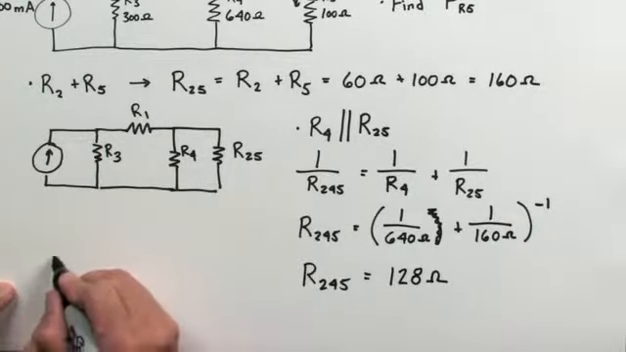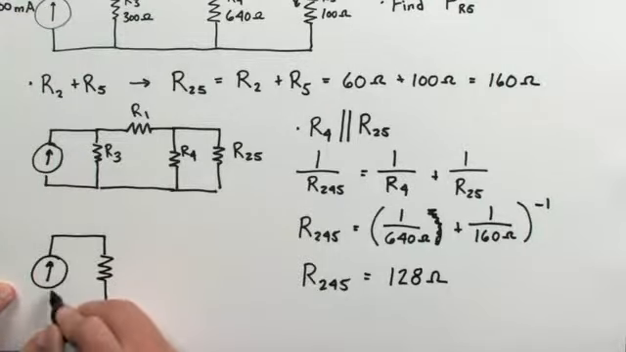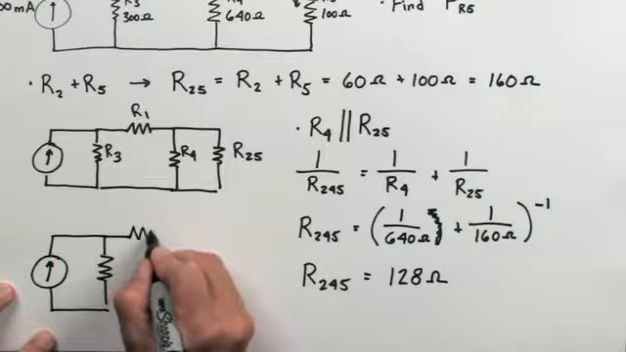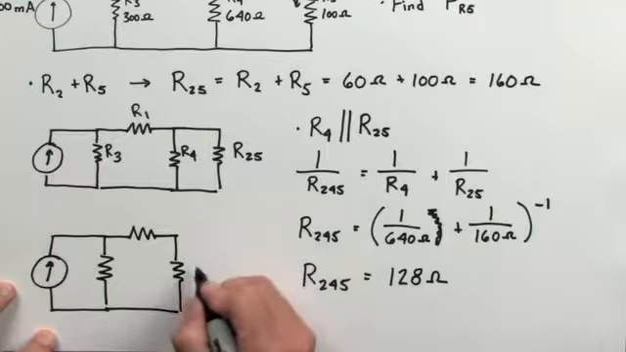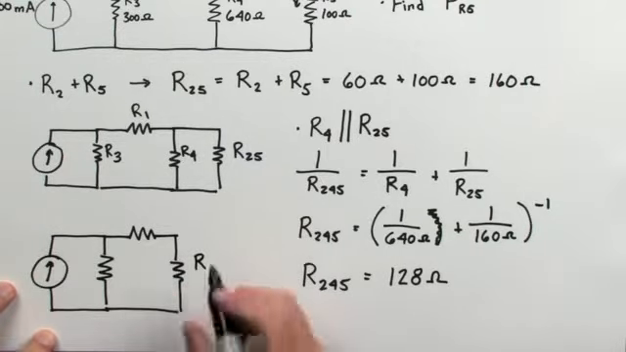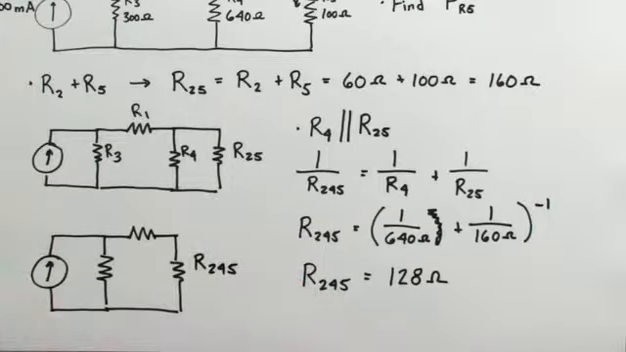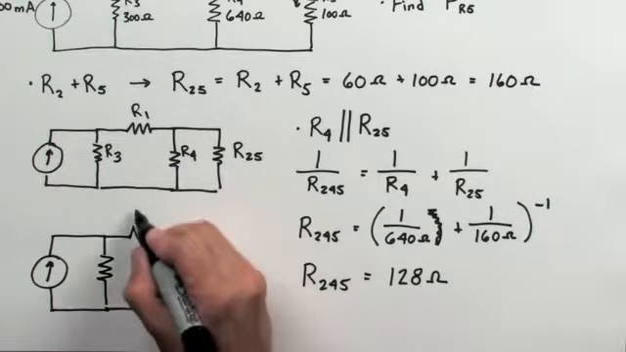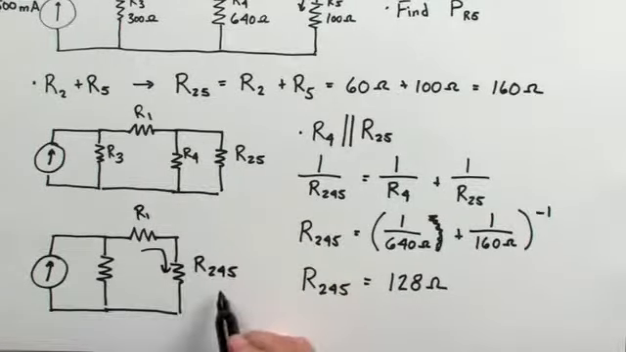So now I've created a circuit that looks something like this, where this resistor is now the equivalent resistance of 2, 4, and 5 combined. Again, looking at this, I see now that resistor 1 shares the same current as that equivalent resistance R245 that we just calculated here. So R1 is now in series with R2, 4, and 5.